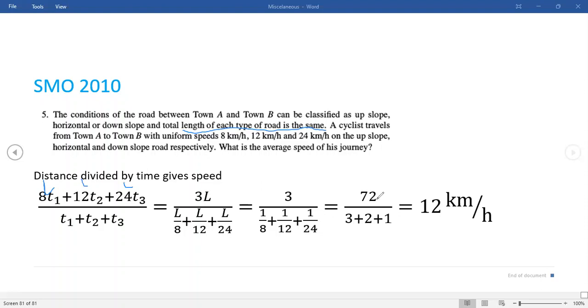Now, how did I get to here? I multiplied top and bottom by 24. 24 times 3 is 72, and then this 24 over this 24 cancels to give you 1. 24 over 12 is 2, and then 24 over 8 is 3. So you get 72 divided by 6 is 12 kilometers per hour. Now, like a lot of people who enjoy math, I'll leave out the units until the very end, but it's not hard to verify that the units all cancel out nicely.